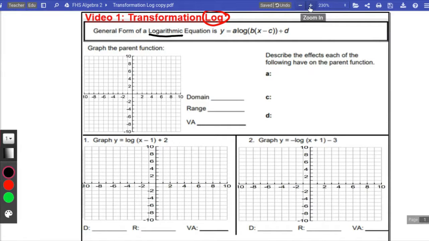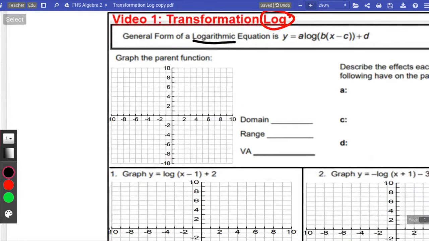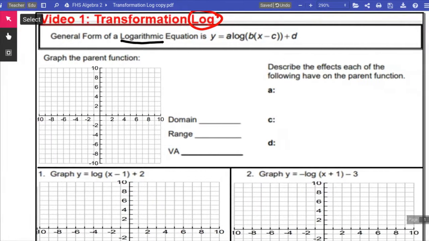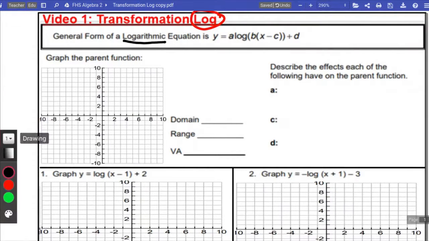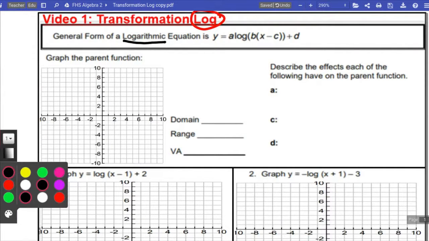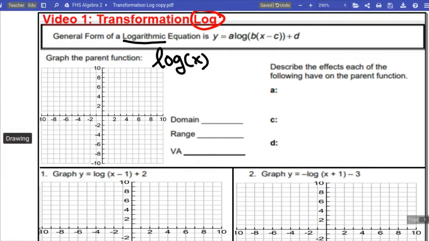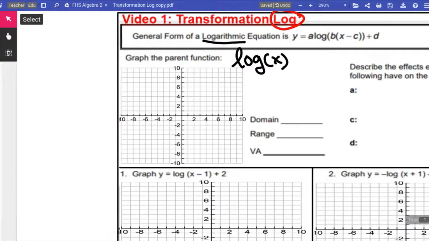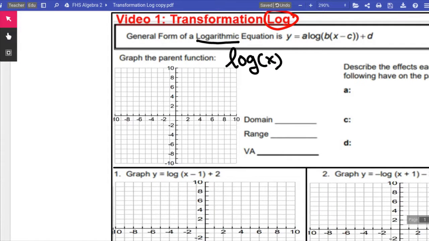Let me zoom in. First, we always start with the parent function, right? The parent function of a logarithm goes as follows. So here's the parent function. We're going to write it as log of x. Now, your next question is, what does it look like? If you graph the parent function, what does that look like?